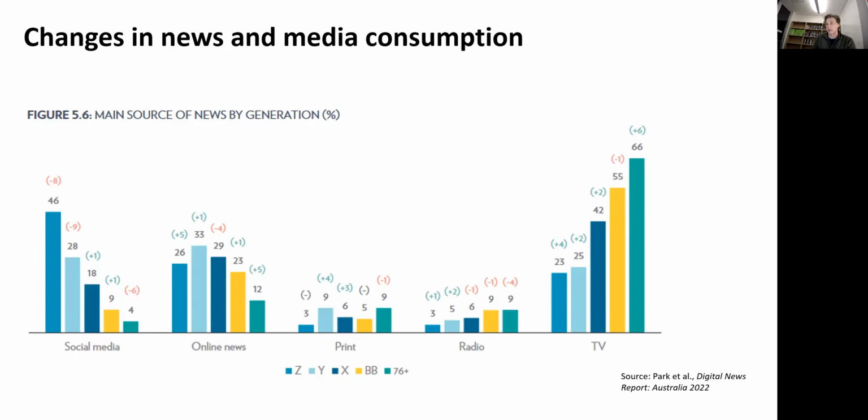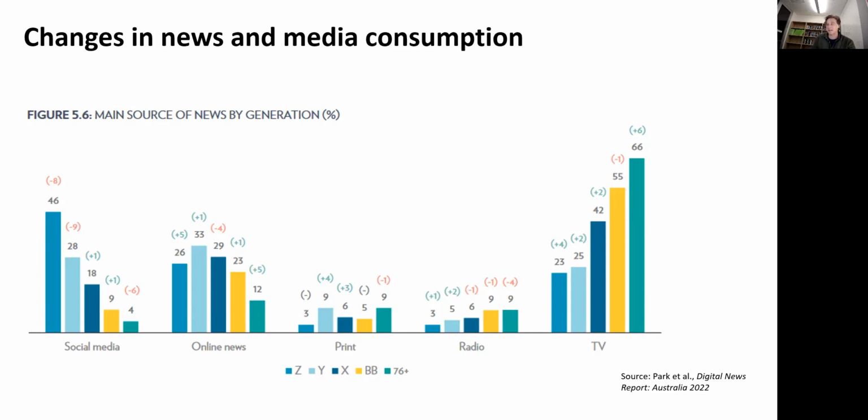Okay, so you can see the key down the bottom there: Generation Z, Y, X, baby boomers, and age 76 and above. So you can still see on the right-hand side that the older you are, the more likely you are to have television as your main source of news. Even for young people, it's fairly significant. Generation Z at 23% and Generation Y at 25%. You can see that hardly anyone listens to the radio or reads print newspapers. That's been the case, I think, since the rise of television news.